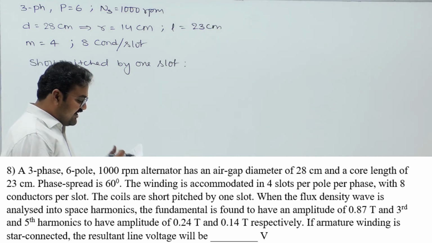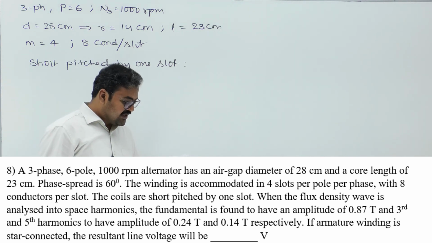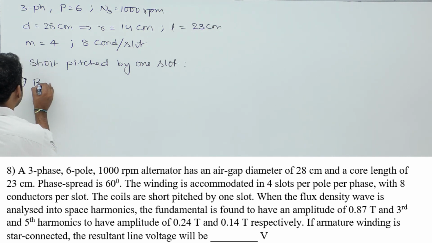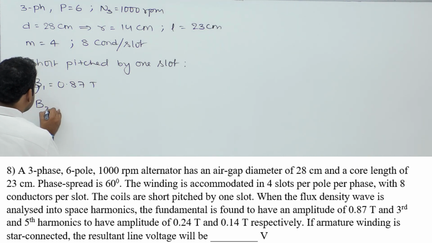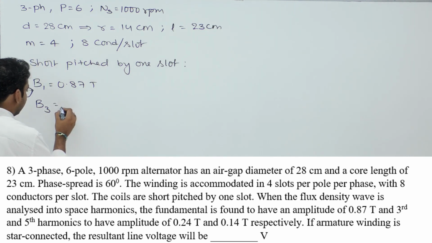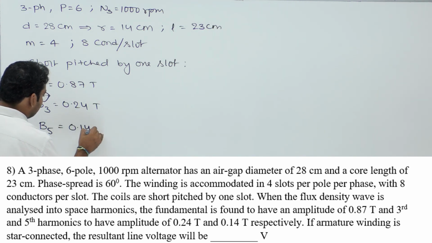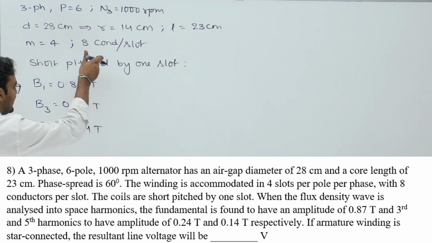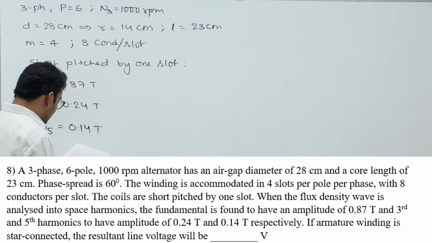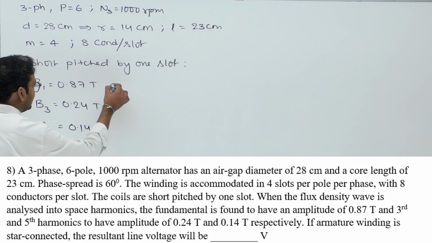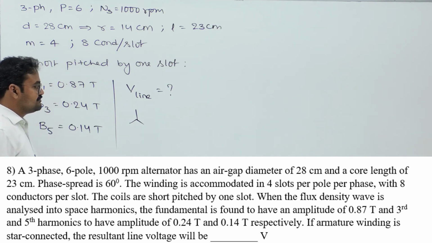Next, when the flux density wave is analyzed into space harmonics, you see flux density is given. Fundamental flux density B1 is equal to 0.87 Tesla. Third harmonic flux density is equal to 0.24 Tesla. Fifth harmonic flux density is equal to 0.14 Tesla. Okay, these are the maximum values of individual harmonic flux densities. What is the final answer we need to find? The line voltage produced if the machine is star connected.